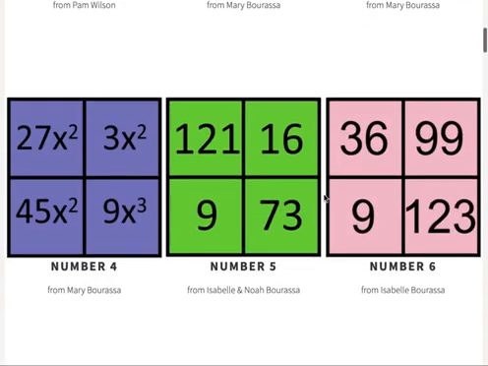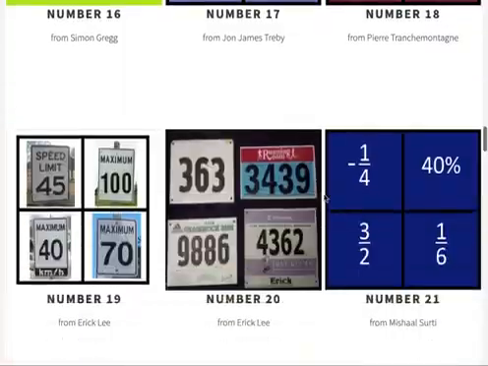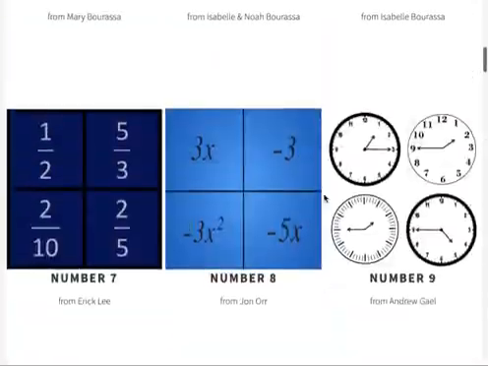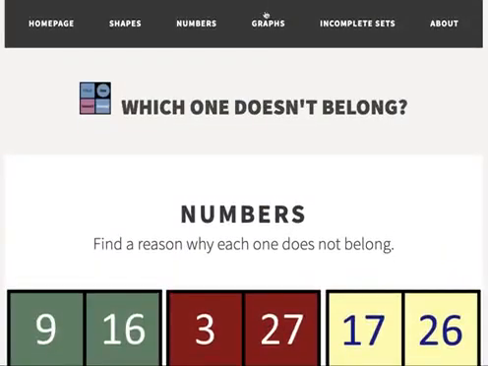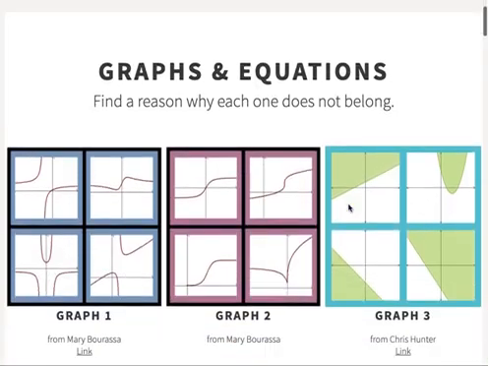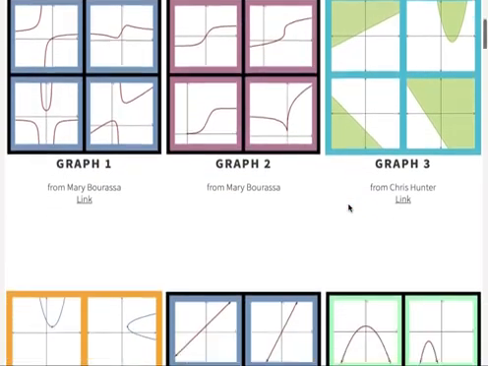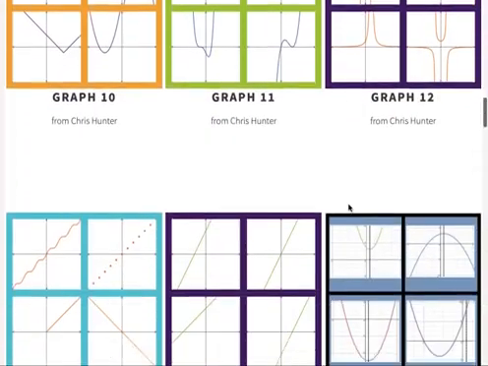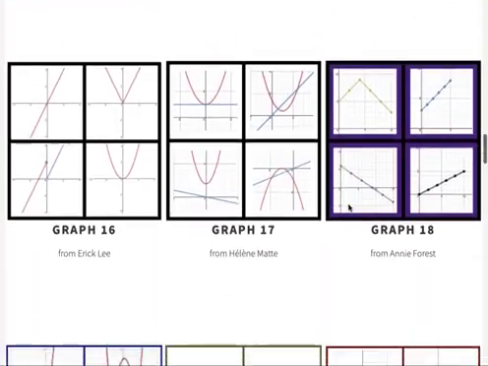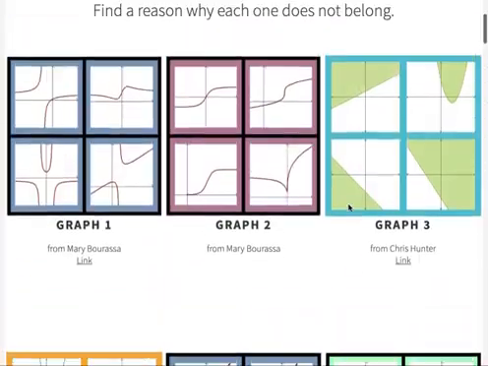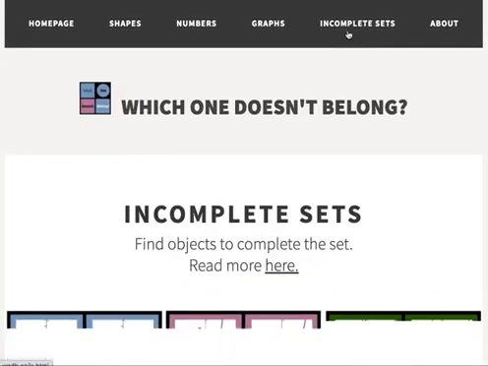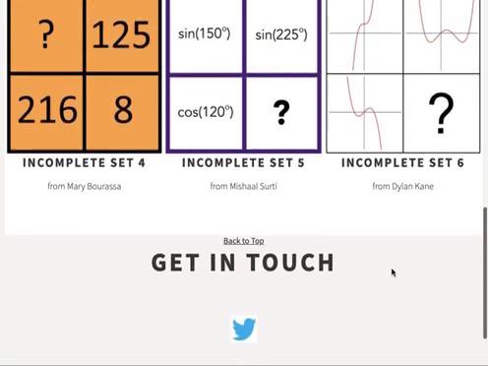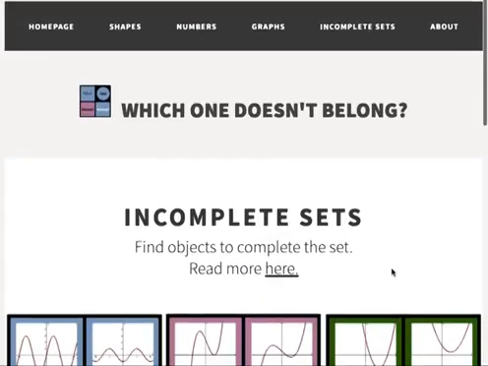They also have Which One Doesn't Belong in terms of numbers, and all kinds of different numbers that you can utilize. Sorry to make anyone dizzy there. There are also graphs, and this is great for high school, especially 8th grade and beyond. You can definitely look at which one doesn't belong and why. There's a whole collection right there. And there are also incomplete sets, thinking about what you would put in that particular set.